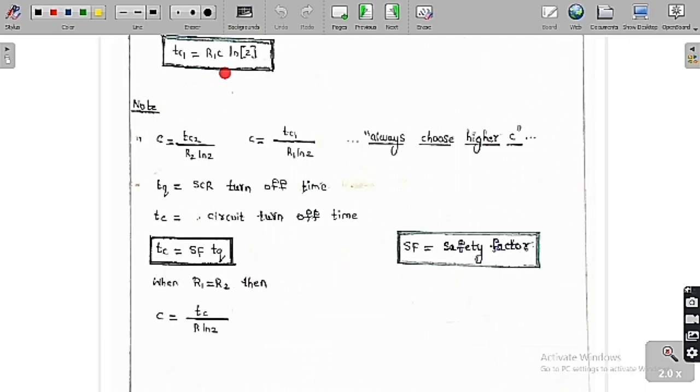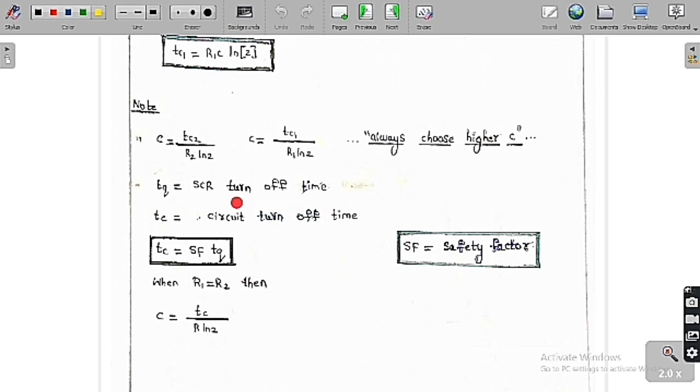So the circuit turn-off time for T1 is R1 C ln 2, and the circuit turn-off time for the thyristor T2 is R2 C ln 2. So note here, we get C as Tc2 by R2 ln 2, and C is equal to Tc1 by R1 ln 2. So you get both expressions. Therefore always choose the higher C. Out of these two expressions, choose the one which gives the higher value of C.